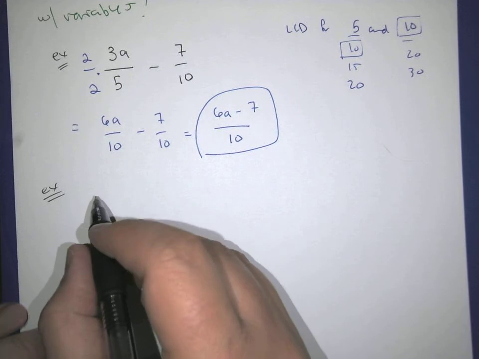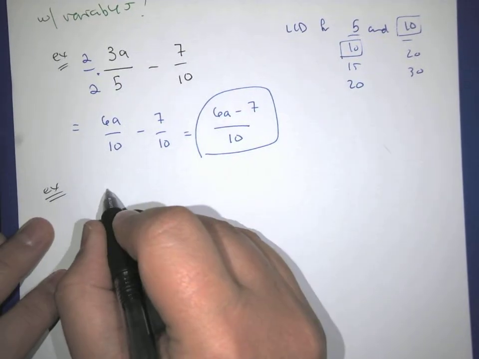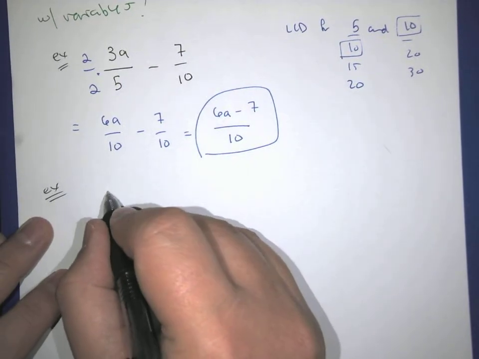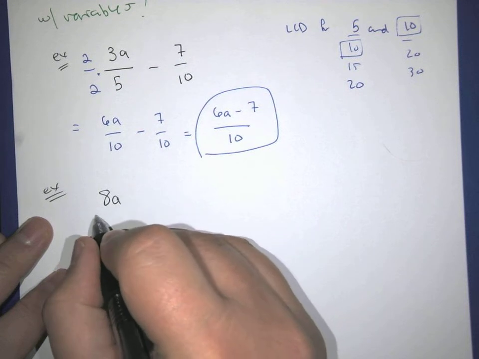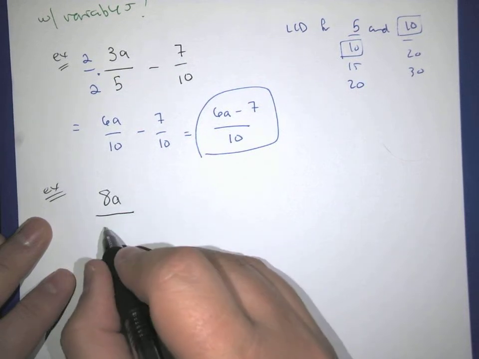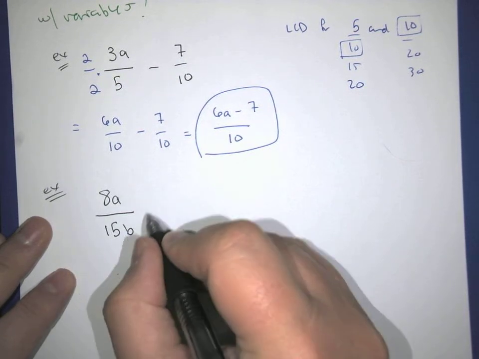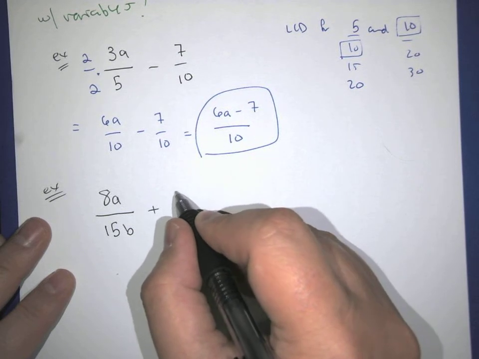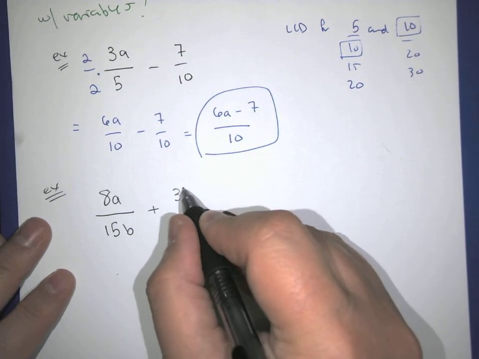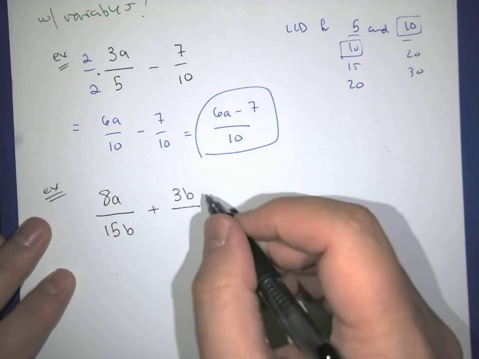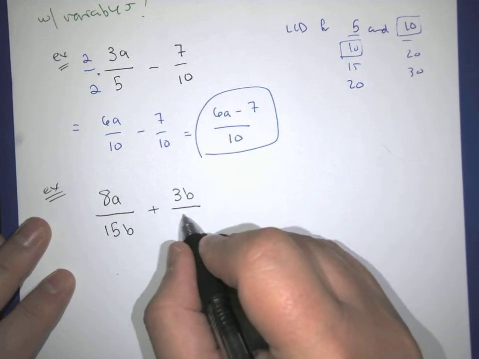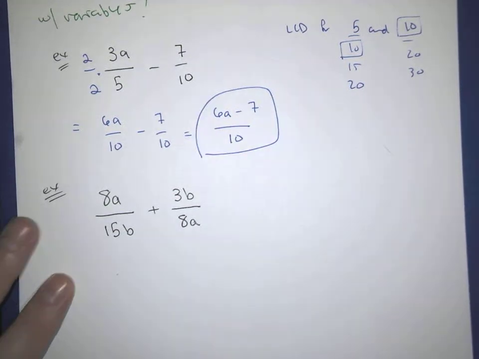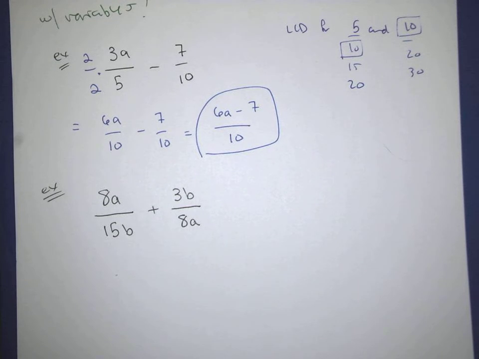Let's throw some variables into the bottom. So let's do something like 8a over, I don't know, 15b. Let's add it to, how about 3b over something like 8a. So mixing up these different variables a little bit, which is where.